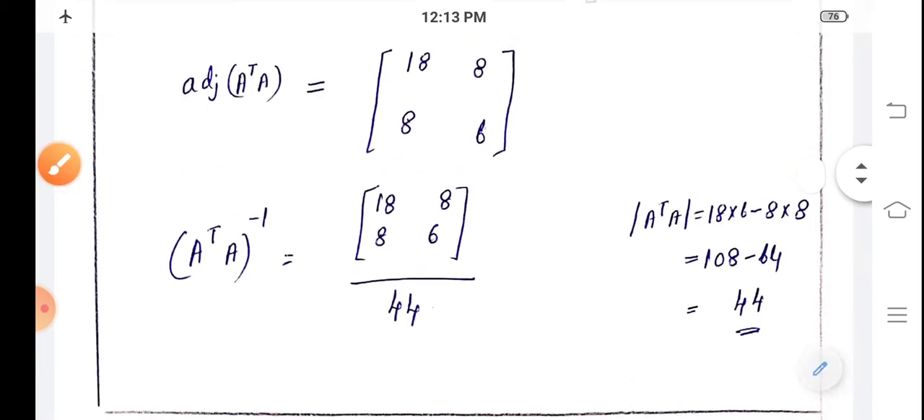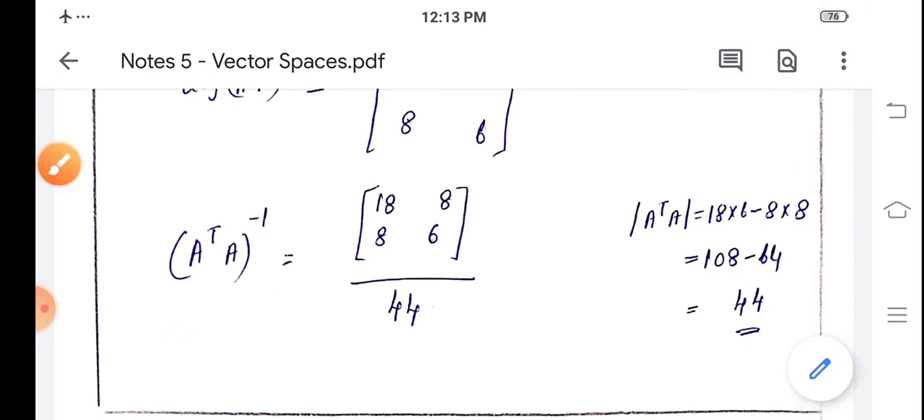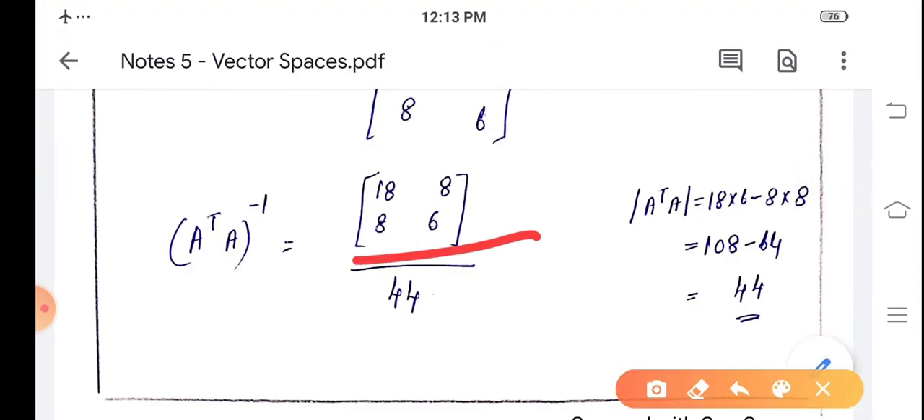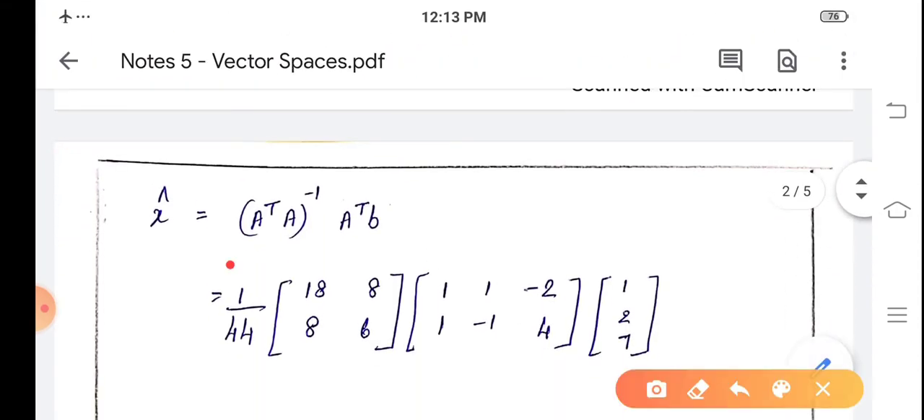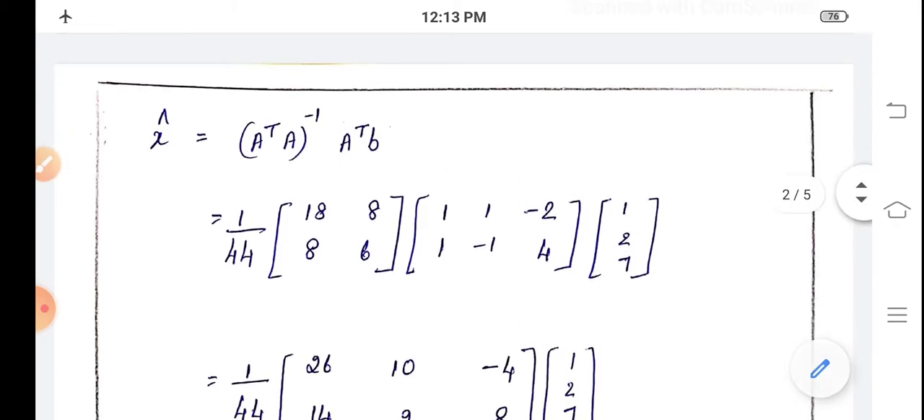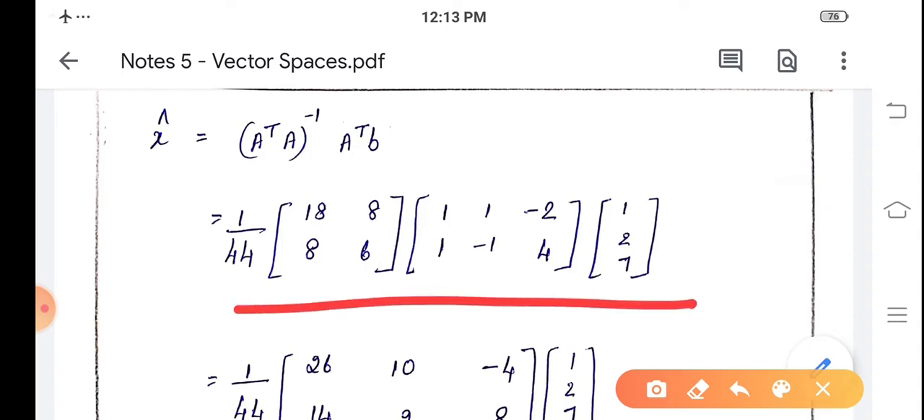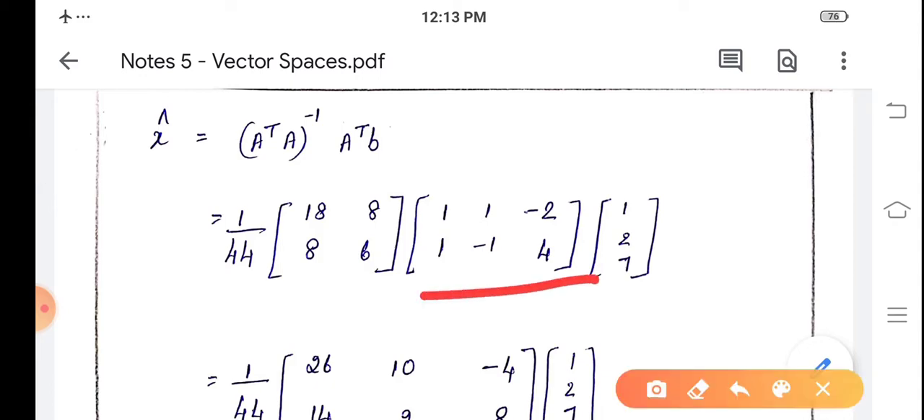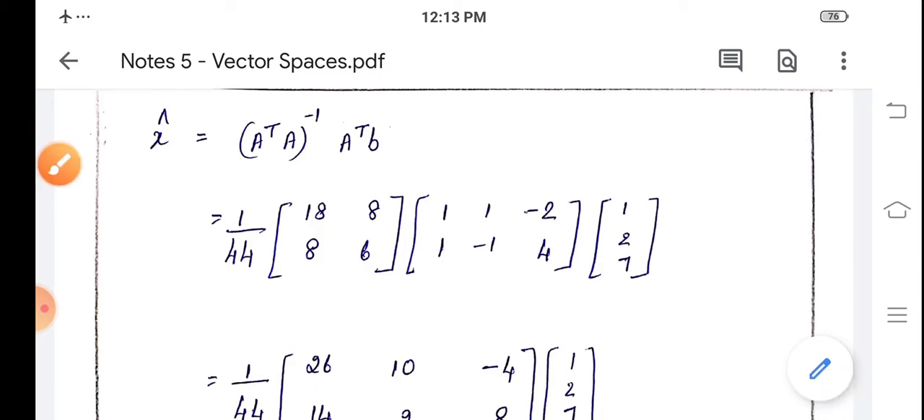So substituting this, we write (A transpose A) inverse as the adjoint divided by its determinant. That will be the matrix 18, 8, 8, 6 divided by 44. So we write x cap as (A transpose A) inverse multiplied by A transpose B, where we substitute (A transpose A) inverse, matrix A transpose and also column B. So we get x cap equal to 1 by 44 into 18, 8, 8, 6 multiplied by A transpose, which is 1, 1 minus 2, 1 minus 1, 4, multiplied by column B, which is 1, 2, 7.